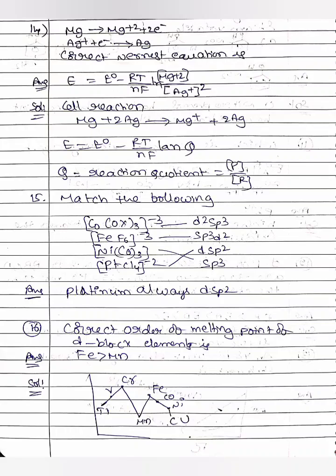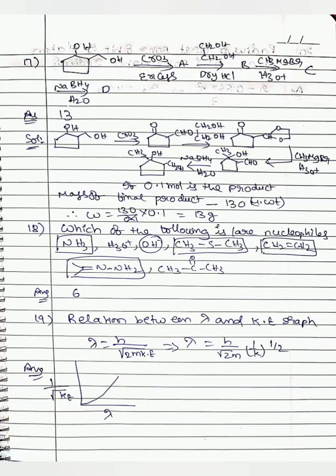Next one, from D block elements. Always from D block elements they are especially asking graph questions. Here the melting point they have asked. The correct order of melting point of D block elements, some options they have mentioned, and here iron greater than Mn is the correct option because Mn has the lowest melting point in the 3D series. You can check the graph also.